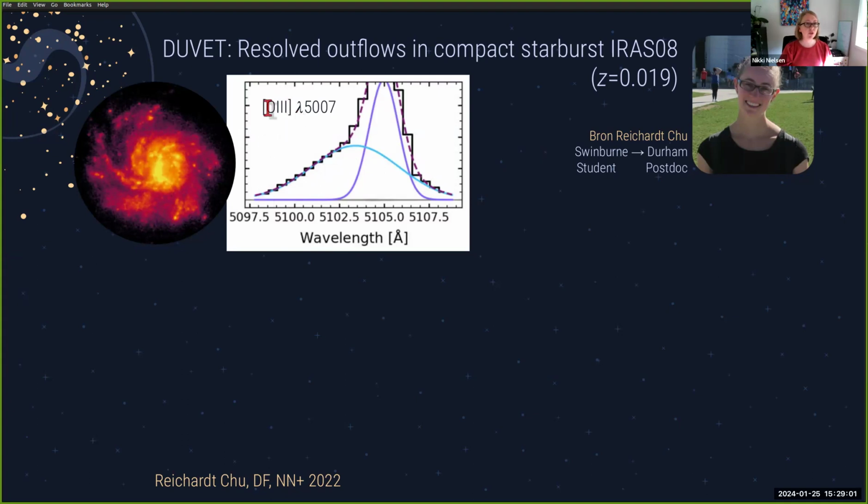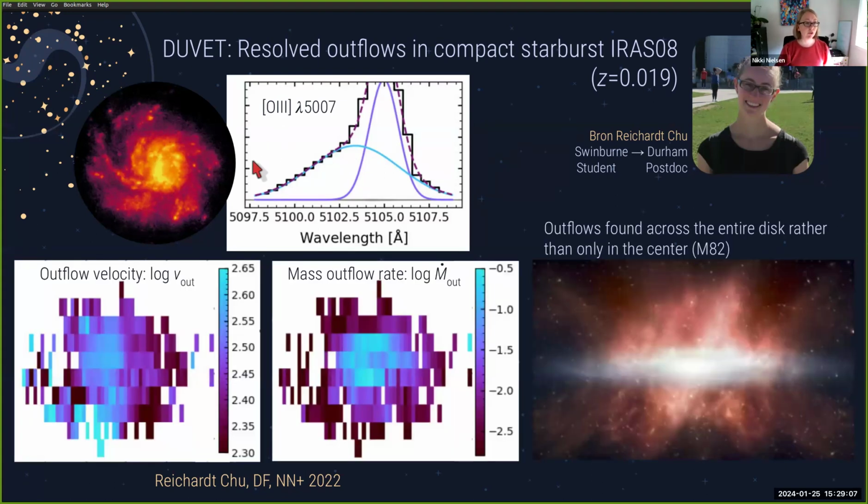So this is just the 035,007 line again. And by fitting these lines, she was able to measure outflow velocities and mass outflow rates across the entire disk of IRS-08. She found outflow velocities on the order of a couple hundred kilometers per second, which is pretty typical for outflows in the local universe, and then pretty significant mass outflow rates. But more importantly, she found outflows across, I think it was about 90% of the disk of this galaxy.